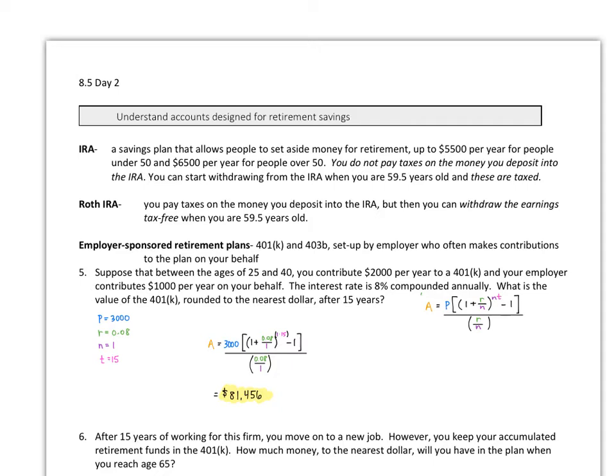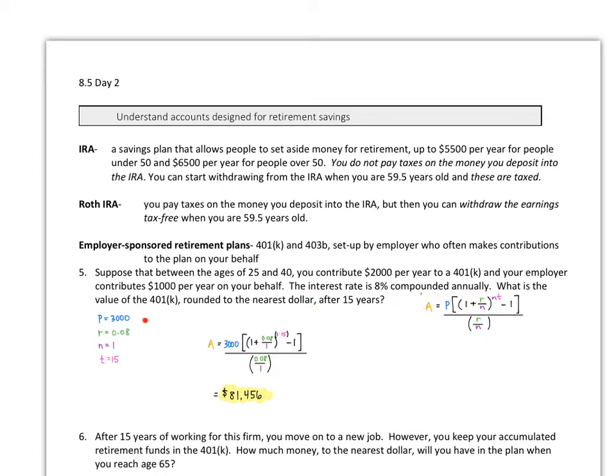So let's suppose that between the ages of 25 and 40, you contribute $2,000 per year to a 401k, and your employer contributes $1,000 per year on your behalf. The interest rate is 8% compounded annually. What is the value of the 401k rounded to the nearest dollar after 15 years?